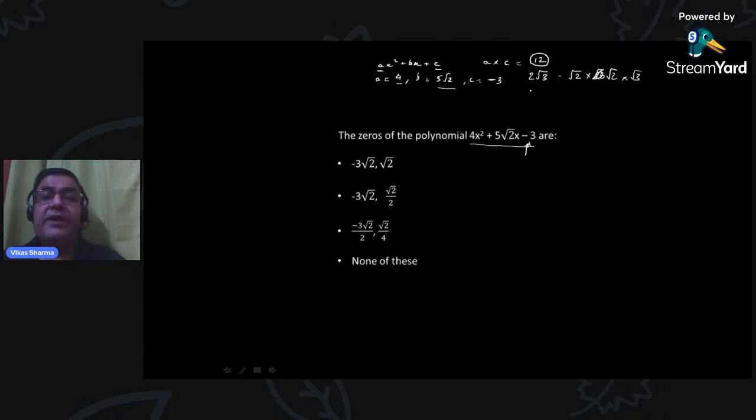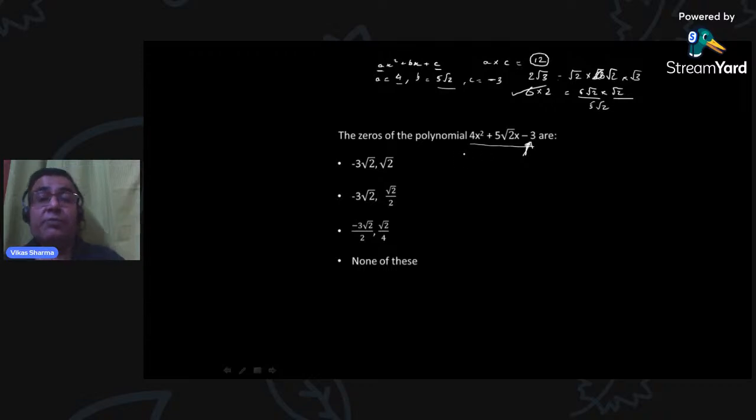Then we are looking at the next term. So 12 can also be written as 6 root 2 times root 2. And because we have got a negative sign here, that means if we find the difference between these two, 6 root 2 minus root 2, we are going to get 5 root 2, which is the b term. So these are the factors that we are looking for, 6 root 2 and root 2.